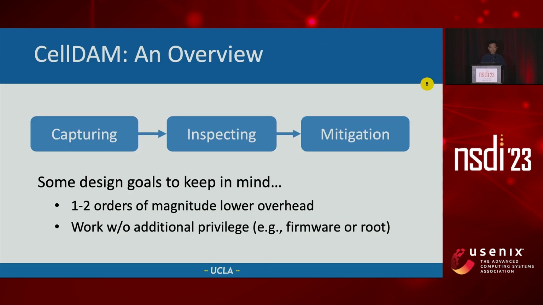So to this end, we designed CellDAM. Here's an overview. It includes 3 major steps. First, it will try to capture the data. Second, it will inspect the data to find out if there's any ongoing attack. And third, if there is, it will launch a mitigation procedure to try to fix it. Of course, we have to keep some design goals in mind, right? The first is the overhead. This solution must have 1 to 2 orders of magnitude lower overhead compared to the current solution. And also, it should work without additional privilege. We cannot assume that any user has access to the firmware or has rooted their phones.